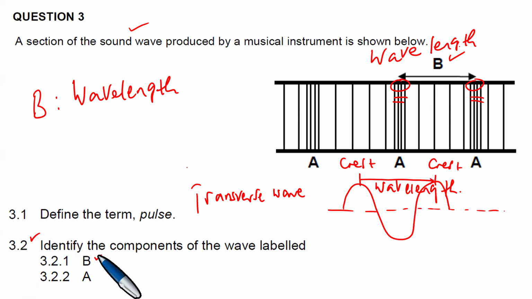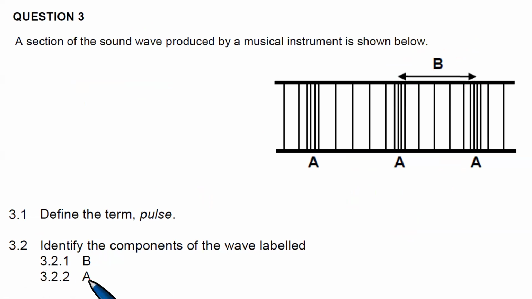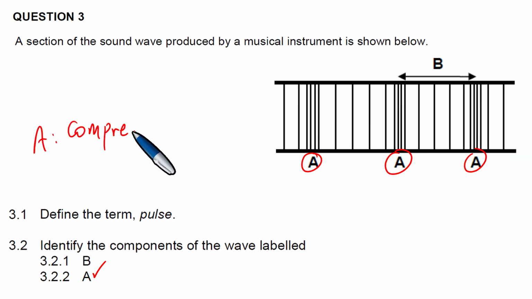Let's look at the next thing. What is A called? Now here is A. You can see this A is below uniform spacing, and these are closer to each other. Here there is wider spacing, but here they're closer to each other. A is actually called compression, because they're closer to each other.